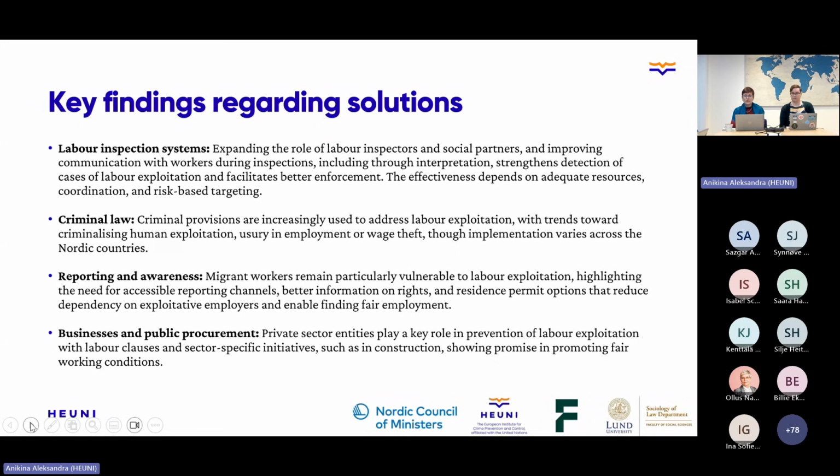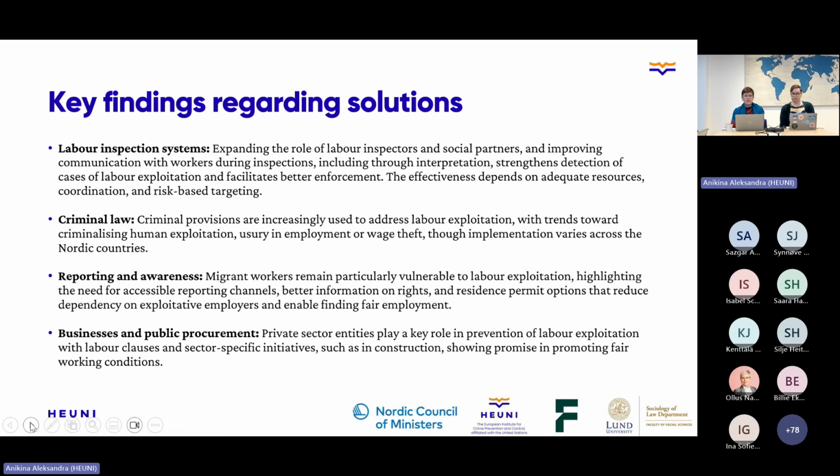One key issue we want to raise is the need for residence permit options that provide alternatives for exploited workers. So if an exploited worker actually reports their experiences, there's always the risk that their work will be terminated and their work permit will also be terminated, leading to a need to leave the country. So we therefore call for residence permit options that reduce dependency on exploitative employers. And Finland has such an example with a residence permit option specifically targeted towards exploited workers.